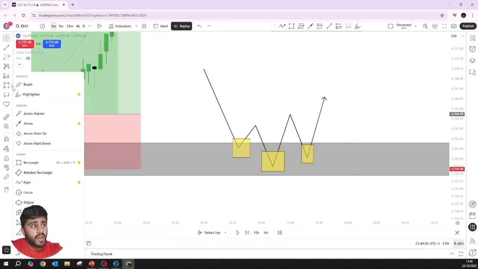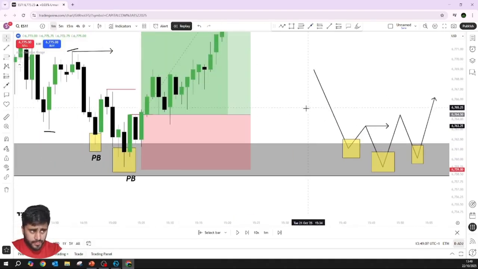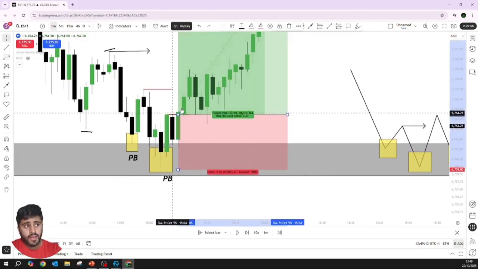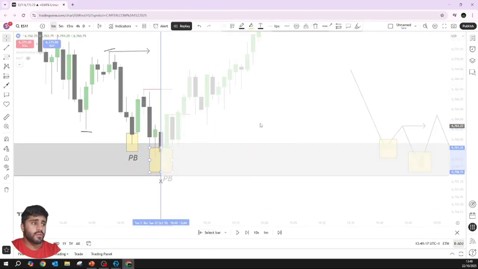And from there, you can start to use a market structure shift. Or if you're really switched on, you could enter all the way down here. But I like to enter after the first candle gets broken. So again, in real time, how would I look at this?